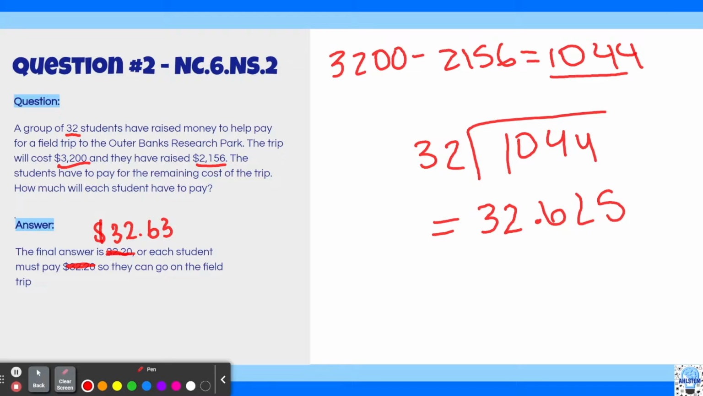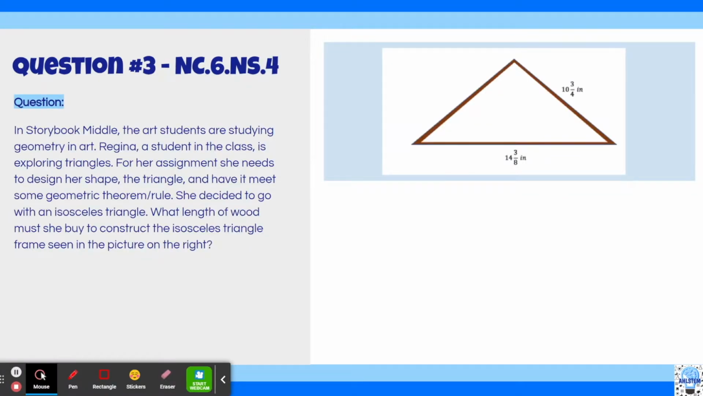Because, yeah, I just put it in my calculator. 1044 over 32. Yep. It is 32.65. And when we write it in money notation, remember to round to the hundredths place. Okay? So we get $32.63. Okay, let's do problem number 3.